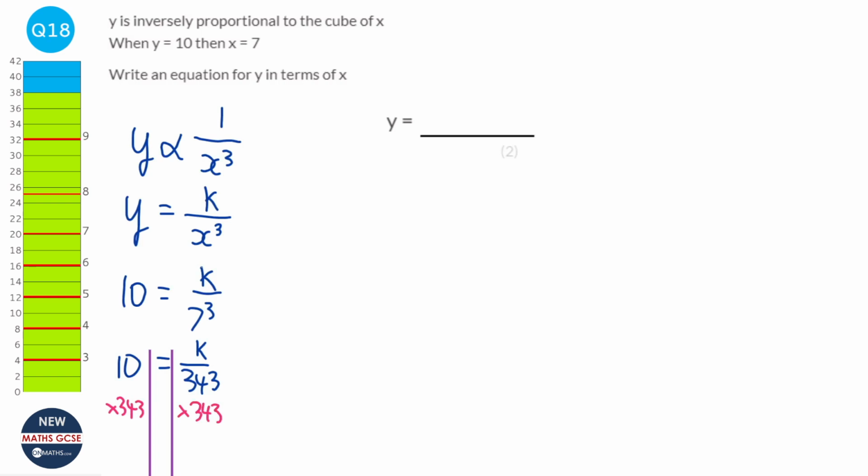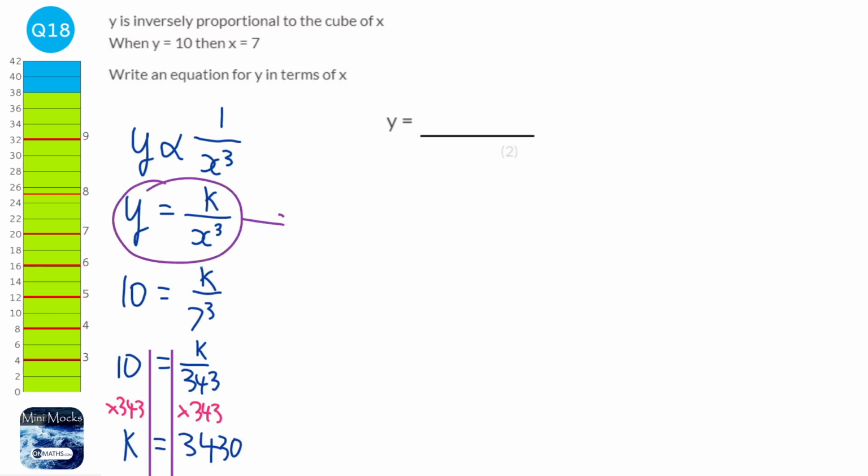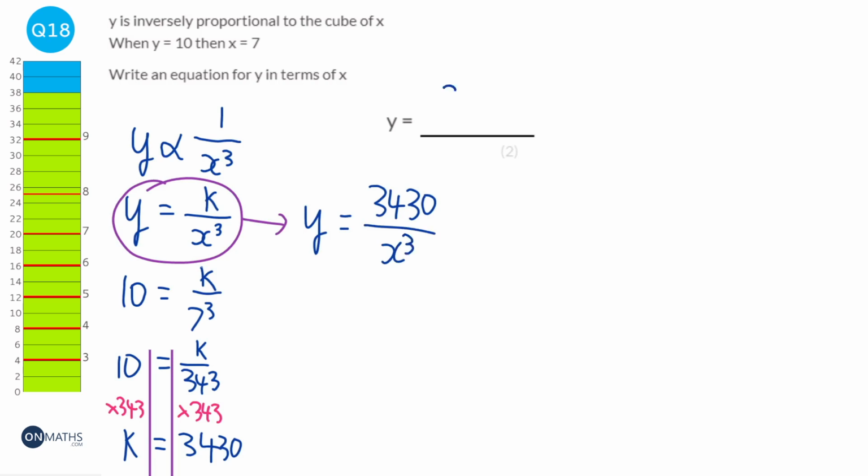And I'm just going to swap them around just to give myself a bit more space. And we're going to have k on the left-hand side here. So that would be 3,430. So k is 3,430. So what I'm going to do is just rewrite this equation here. But we know what k is now. So it's y equals 3,430 over x cubed. And that actually is our answer.